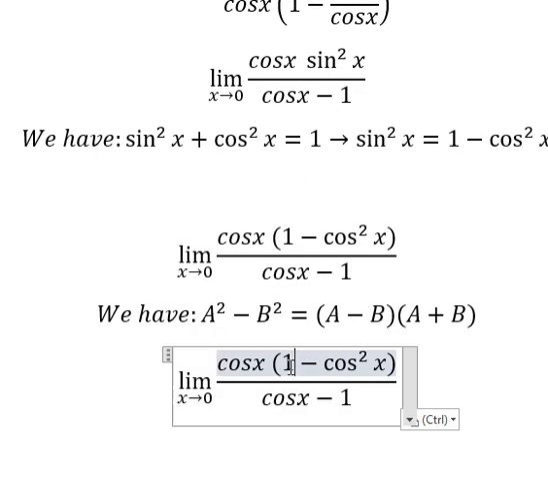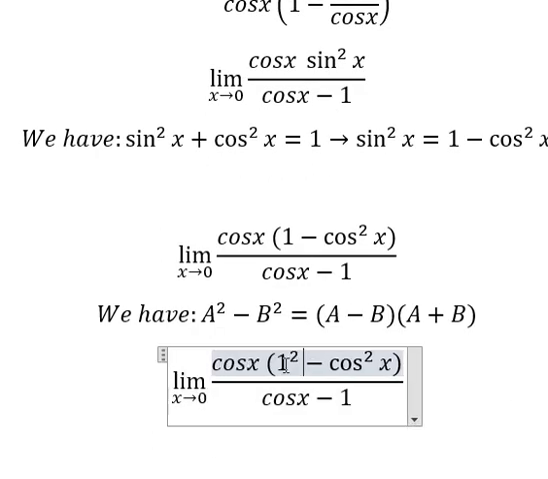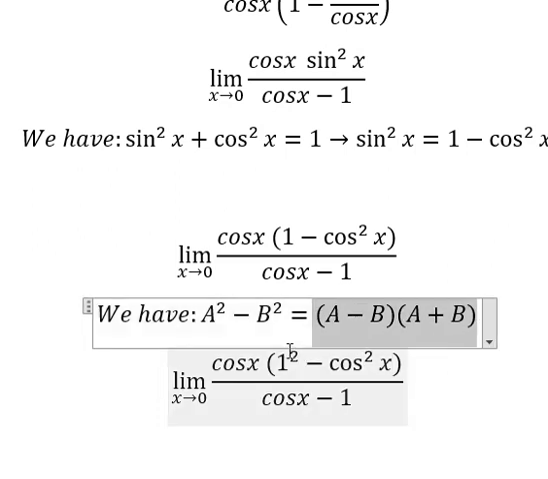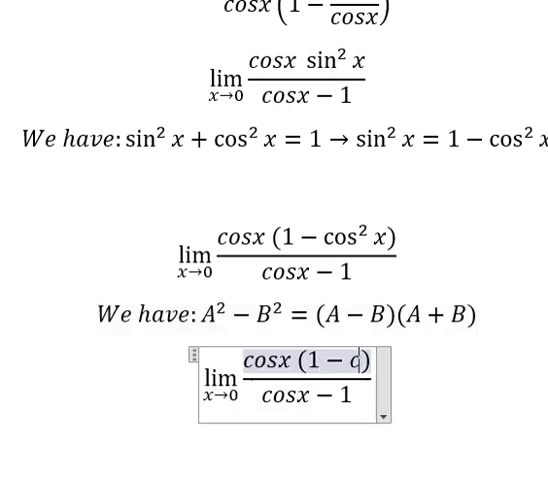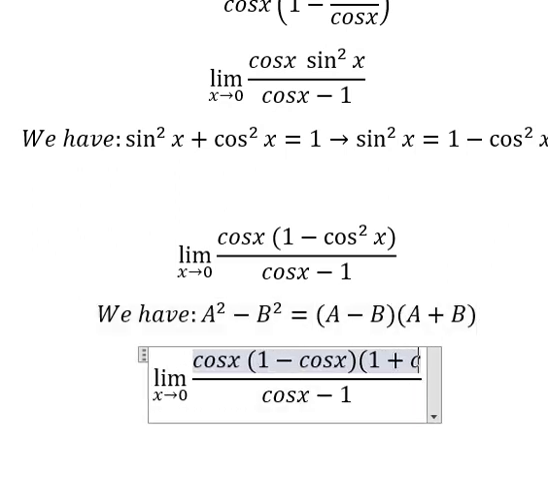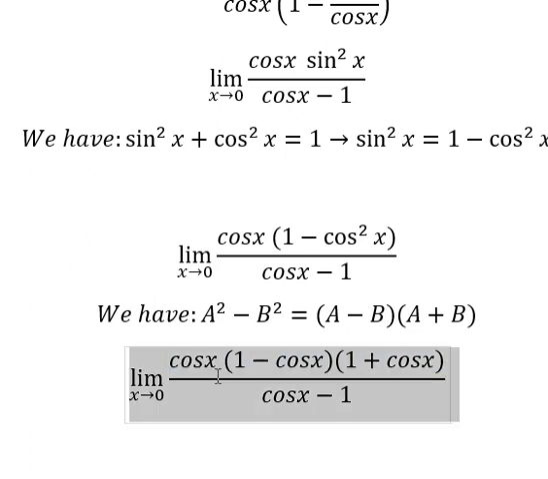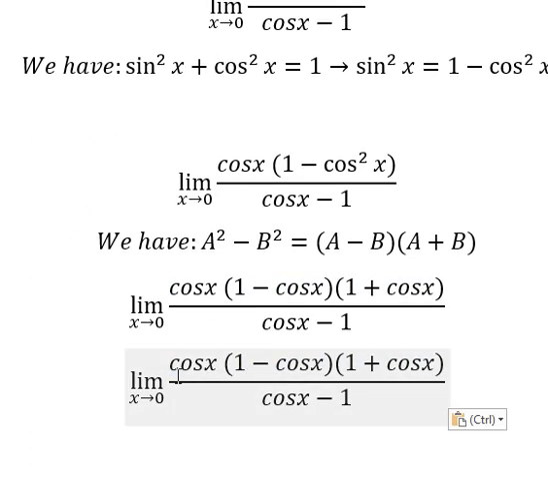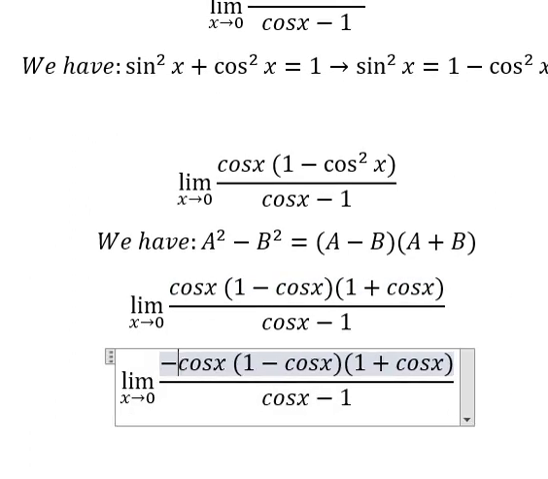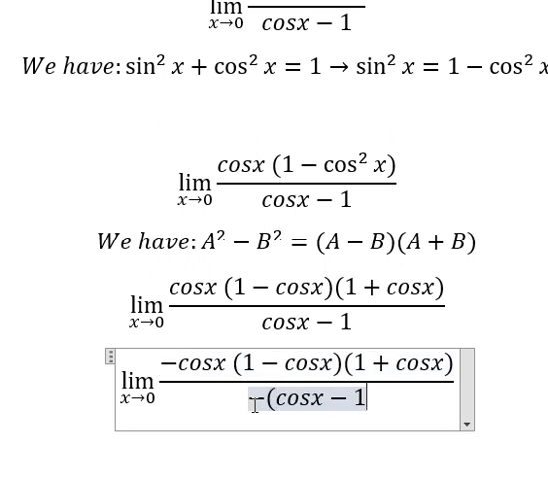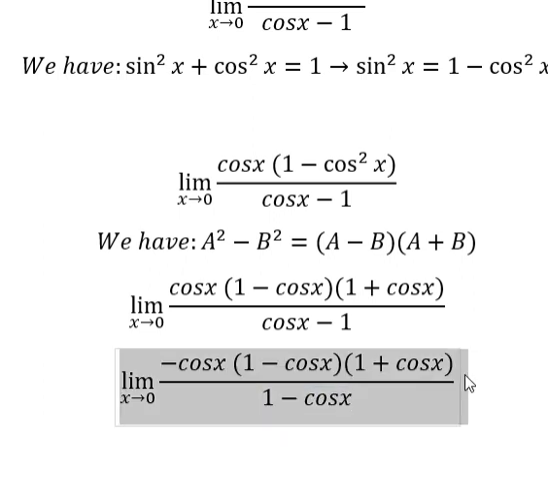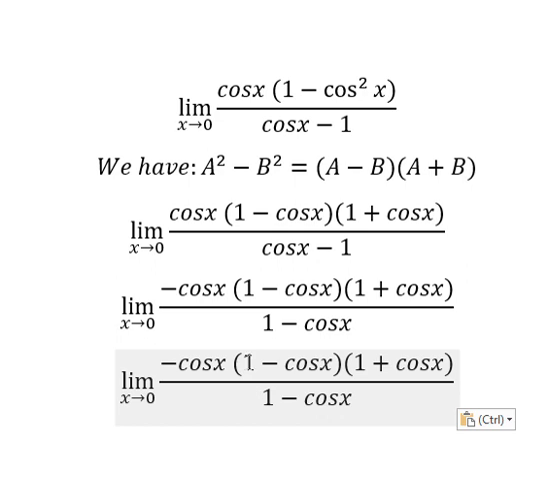So one that is about 1 square. So we need to transform this one into this one. Now we put the negative on numerator and denominator. So this one we have 1 minus cosine x. And now we simplify 1 minus cosine x.